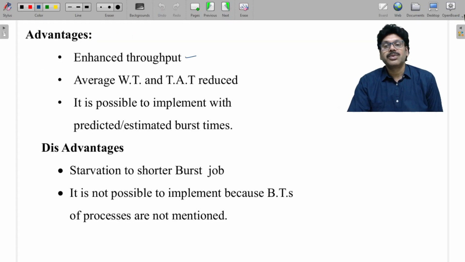So it enhances throughput. The advantages are that average waiting time and turnaround time are reduced, and there may be a chance of starvation to shorter jobs.